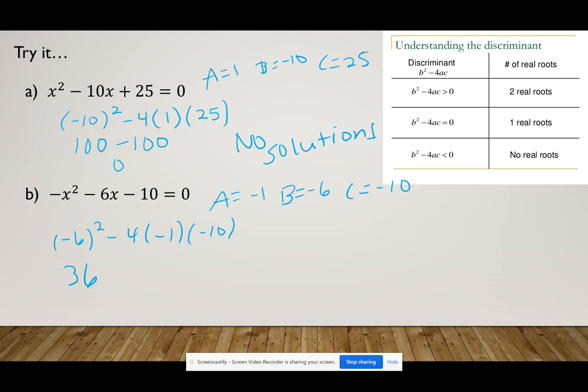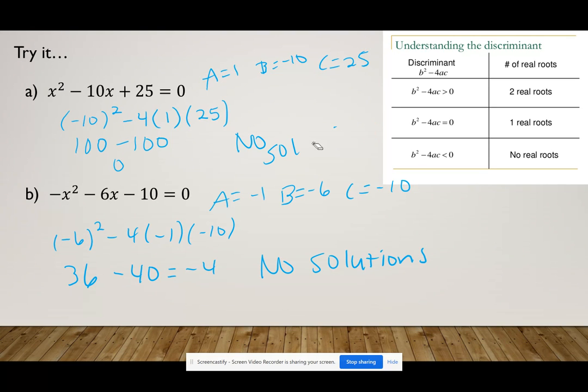Okay, this is where I was telling you your calculator will lie to you. If you don't put those parentheses in there, it will tell you that negative 6 squared is negative 36 because it'll take 6 squared first and then apply the negative, which is the incorrect answer. So make sure when you're putting these in the calculator that you use parentheses. All right, negative 4 times negative 1 is positive 4 times negative 10 gives me negative 40. So 36 minus 40 gives me negative 4. Negative 4 is less than 0, so this one has no solutions or no roots.